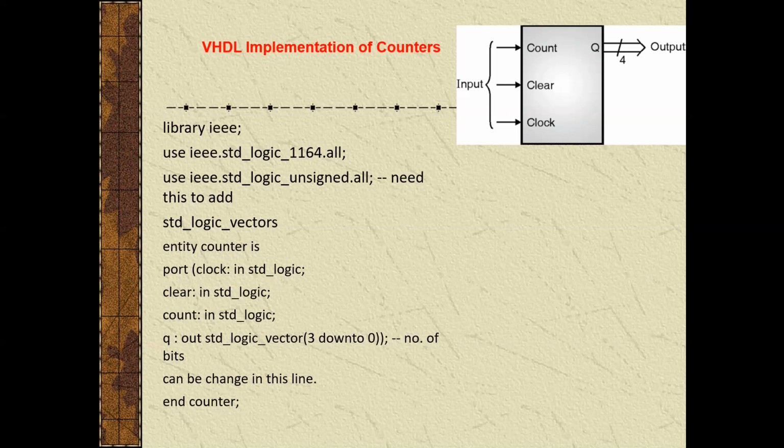So entity counter is the name of the entity we have given here. What are the ports? Ports declare the inputs and outputs. What are the input signals? Clock, clear and count. These three are std_logic. And q is out std_logic_vector, that is 3 down to 0.